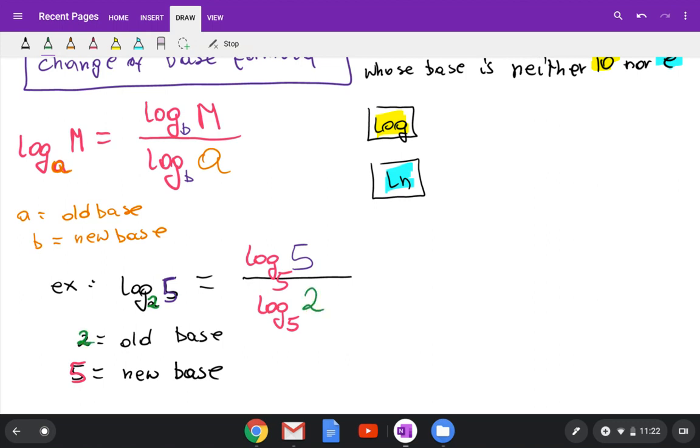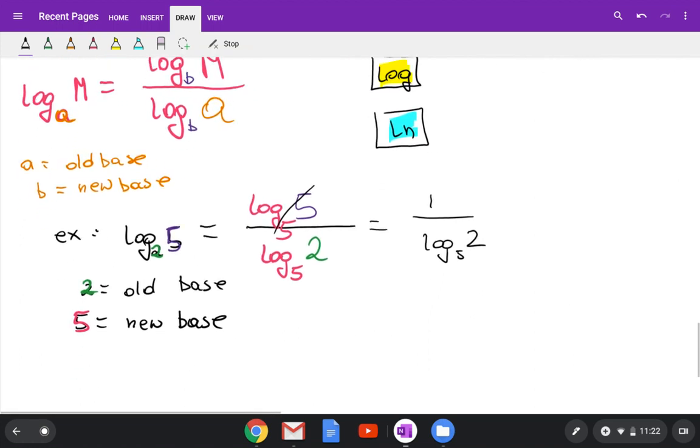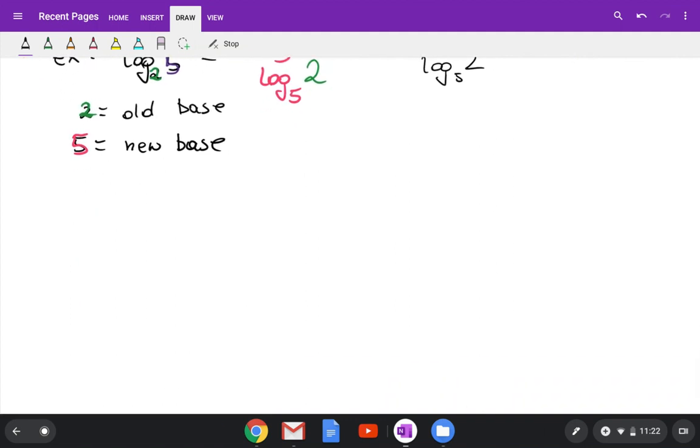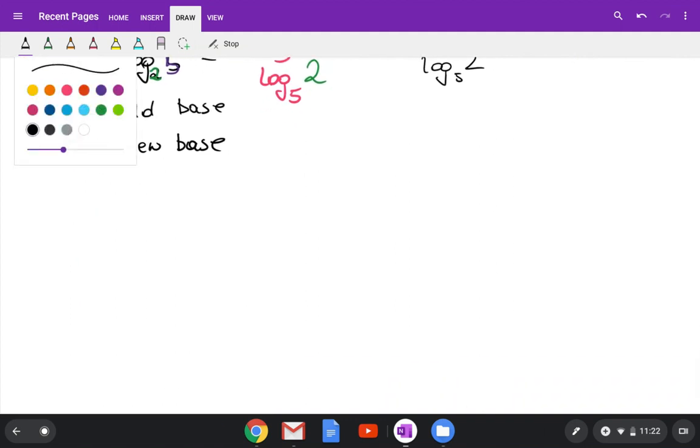Okay, so that's how we change the base. And again, why pick 5? Because technically I can simplify that. They will cancel. That will give you 1 over log base 5 of 2. But let's just simplify that a little bit.